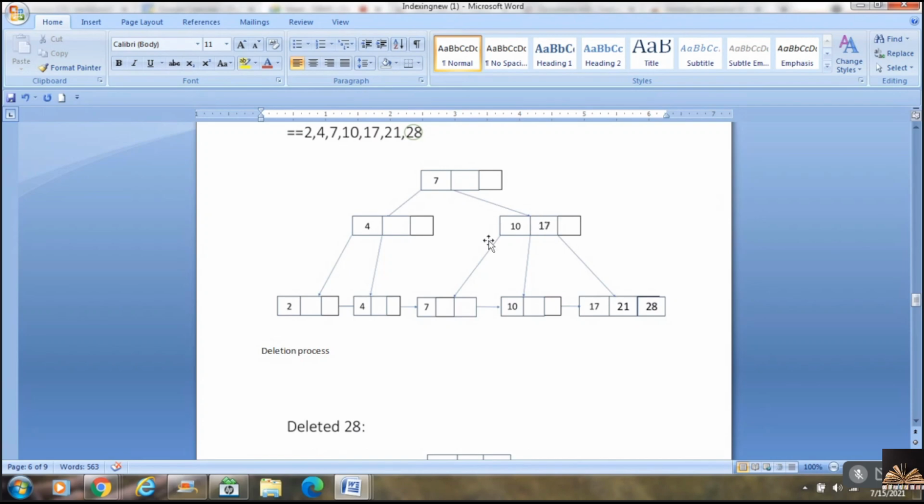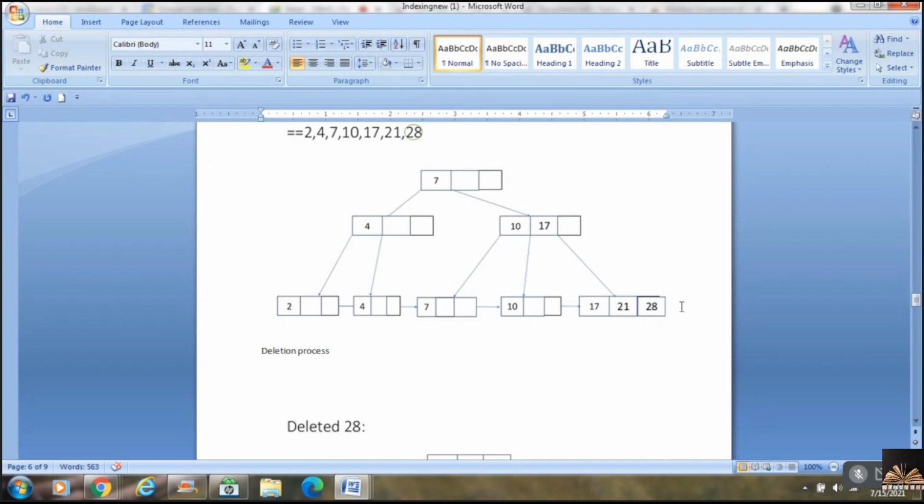In the right side node, I've got 10, 17. 22 is greater than 17, so I'm going towards the right of 17. Here I have to look for the element 22 in the leaf node. This is the leaf level. So 22 is not there. I can say the element is not found.